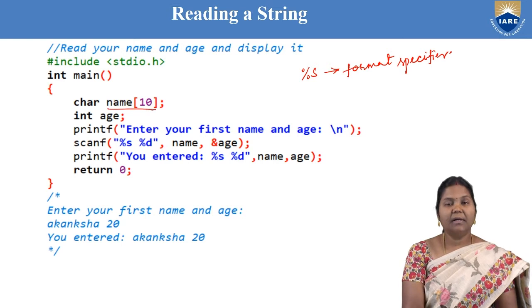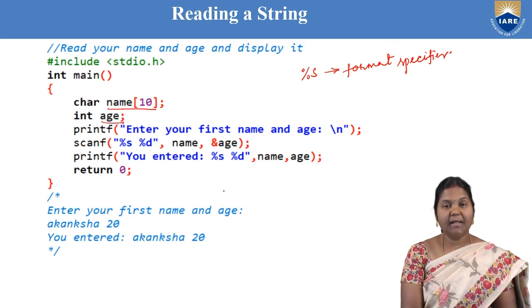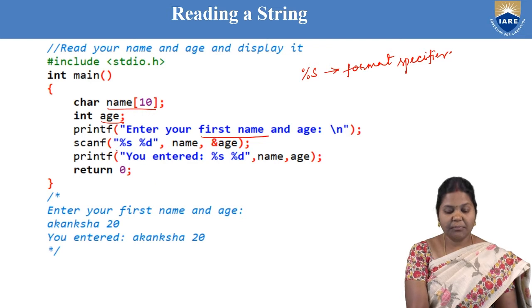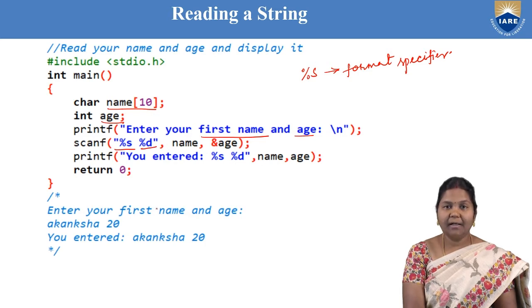First of all, take one array of size 10 where you want to store your name, and also we are reading the age of the person. So name and age we are reading. So, enter your first name and age. Whenever you are entering, the name is string type, so the format specifier will be %s, and your age is integer type, so it is %d.